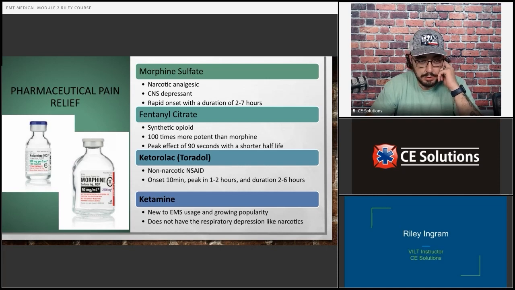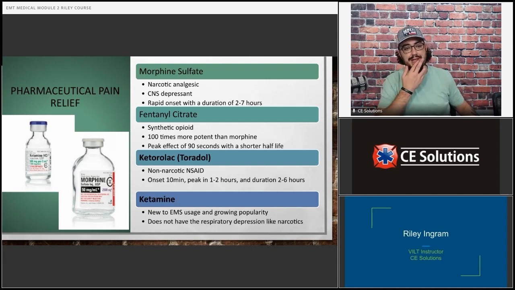And then ketamine, new to EMS usage and growing in popularity. It's one of my favorites to use for pain management, only because half of what we're dealing with in pain is the anxiety accompanied with the pain, right? So we need to take care of the pain, the analgesic part of it, but we also need to sedate. And I mean that lightly. Like, we need to make sure that we're not anxious. Okay. And ketamine's got both properties. It's new to EMS usage, does not have the respiratory depression like narcotics. So it's a little bit more safe. The only thing about it is it is a psychedelic, straight up and down, right?